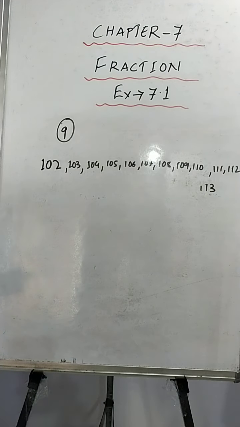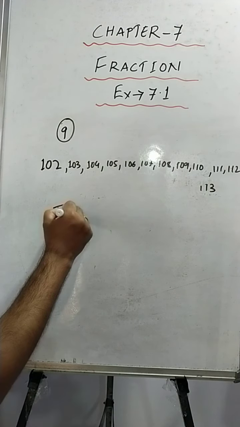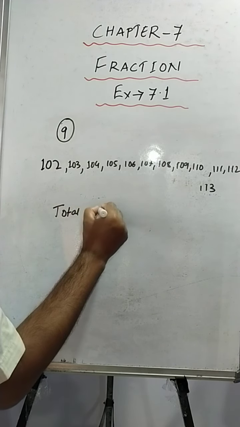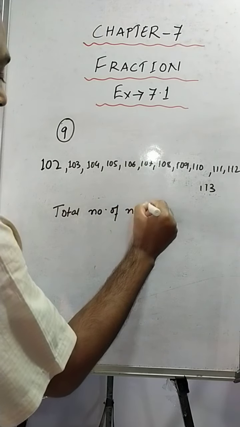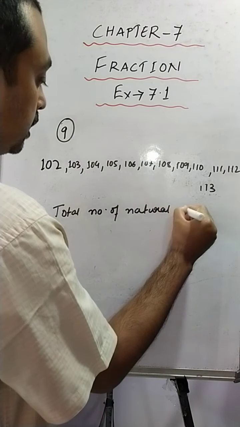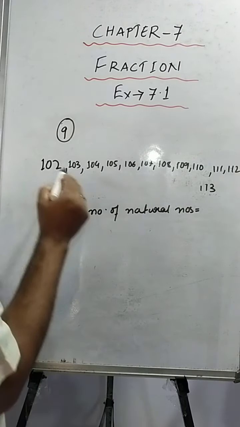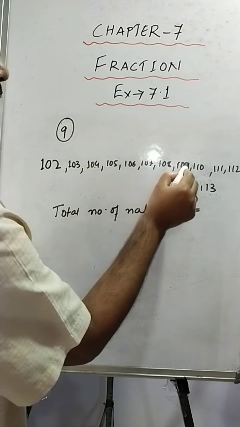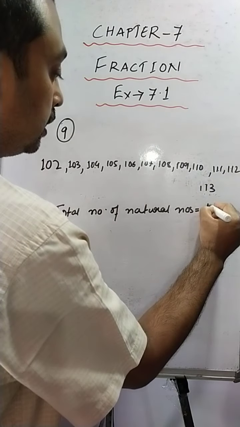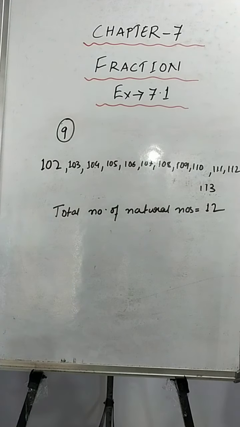So the first thing that you have to see is how many total numbers there are. Fine, the total number of natural numbers. So we'll write total number of natural numbers. That is how much? 1, 2, 3, 4, 5, 6, 7, 8, 9, 10, 11, 12. So 12 numbers are there. Now, the number of prime numbers.